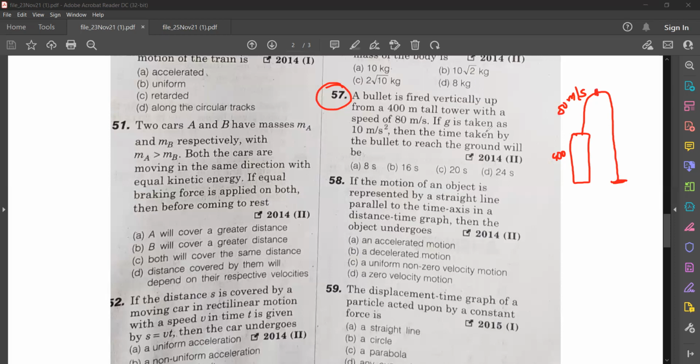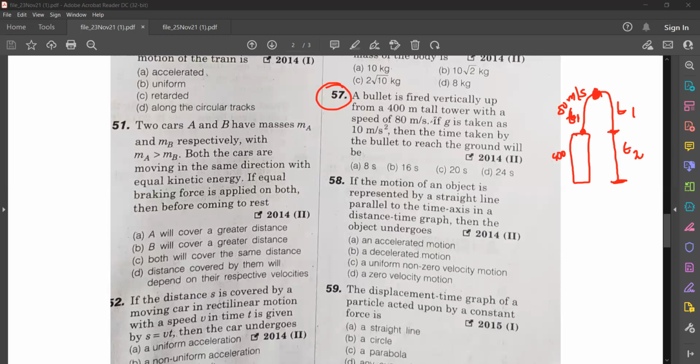How to do this? So this is a 400-meter tall tower. First you have to find the time to reach the top, that will be T1. Then the remaining time you also have to find. The time coming back down to the same height will be the same as T1. Then we have some T2 for covering the 400 meters. So we can divide the time like this: T1, T1, T2. First we have to find this time.